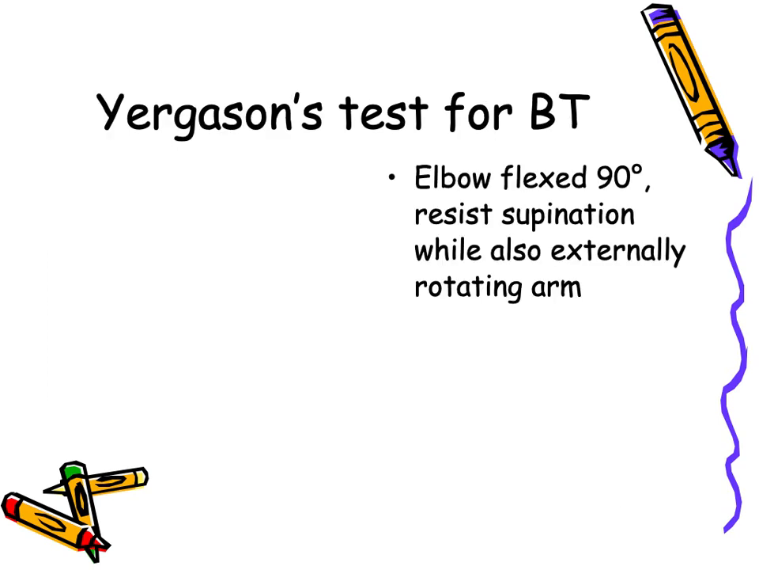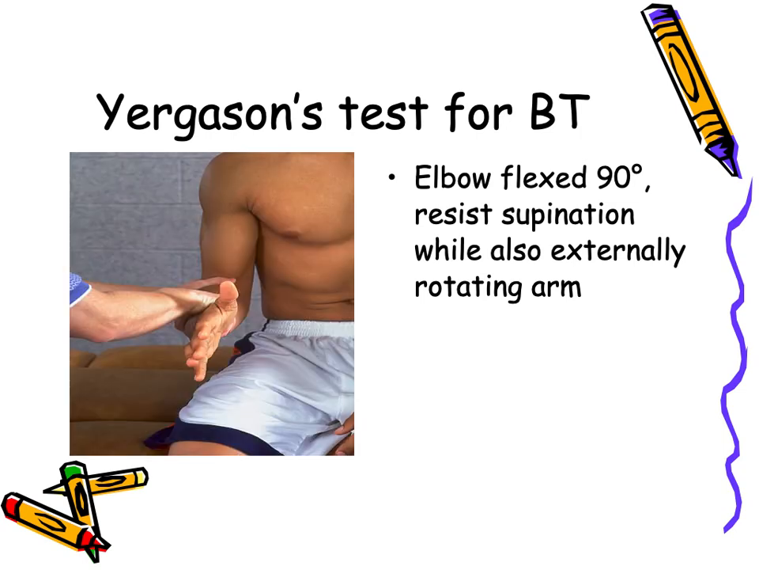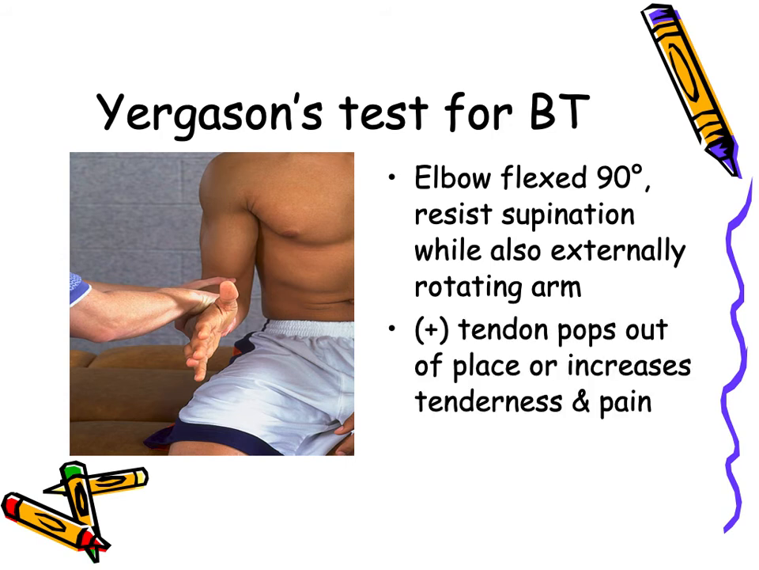Another test for bicipital tendonitis. We have the elbow flexed. It's called Yergason's test; I forgot to say the name of the test. Elbow flexed at 90 degrees, as you see in the picture, next to the person's body. Resist supination while also externally rotating the arm. We have a positive test when the tendon pops out of place, or we have increased tenderness and pain at the bicep tendon.